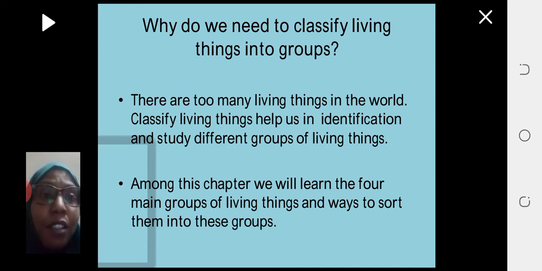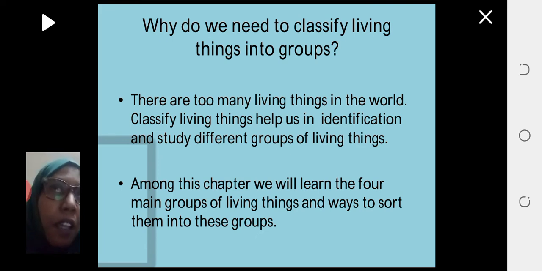Because there are so many living things in the world, we should know a way to classify living things. Why do we need this? When we classify living things in groups, it makes it easier for us to study their features, because as we mentioned, one group means they have the same features.